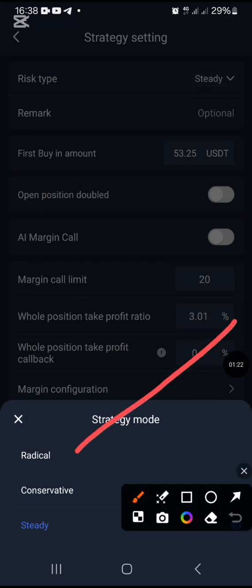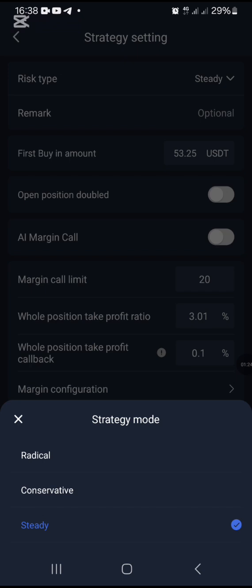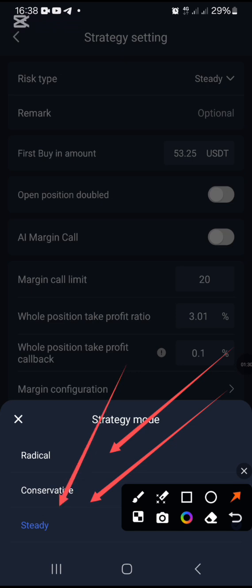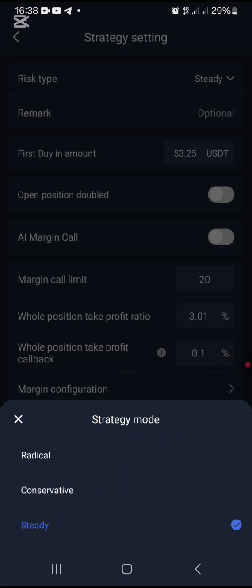There is what we call radical. Let me use a pointer here. There is radical, consecutive, and steady here. They are all risk types, and these risk types are separated by the margin call drops. I'll give you an example of two.